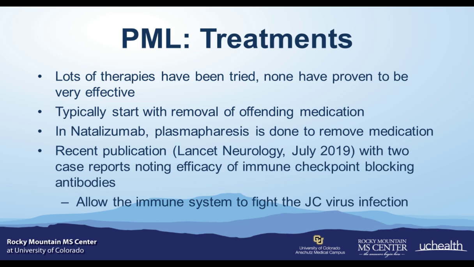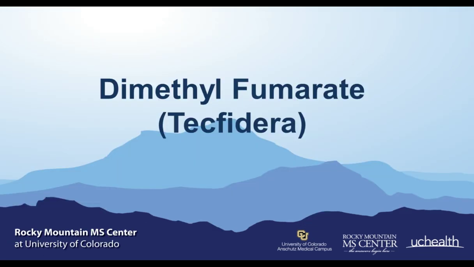There have been lots of different treatments tried. If you remember that picture we were looking at earlier about how the JC virus enters a cell, there has been research looking into things that stop the virus from getting into the cell, from getting out of the cell. But unfortunately, none of those have been super effective. However, there was a recent publication in July 2019 that talks about a potential immune checkpoint blocking antibody that's been helpful. What this means is it lets the immune system fight the JC virus infection. But I think we've still got a lot more research to do about that, but it's something on the horizon.